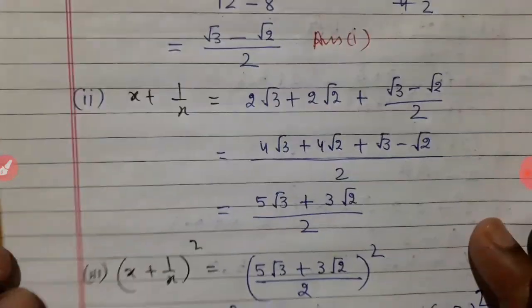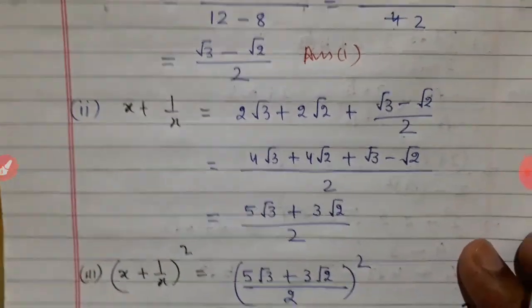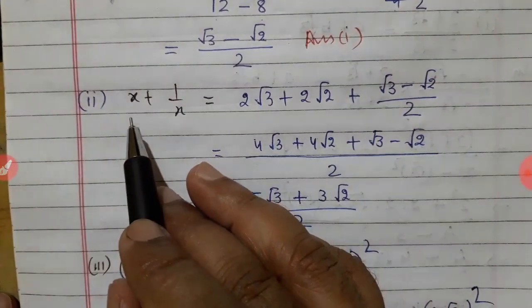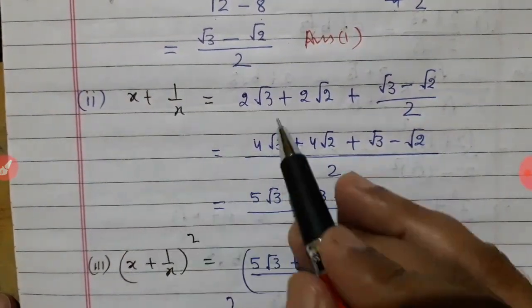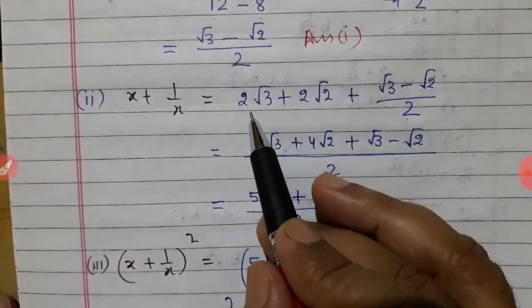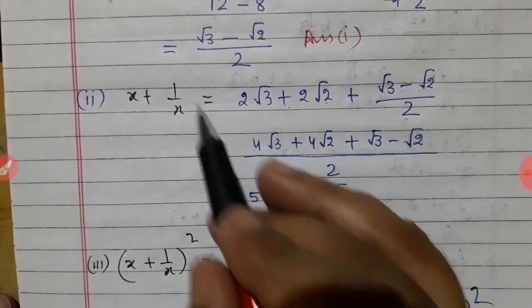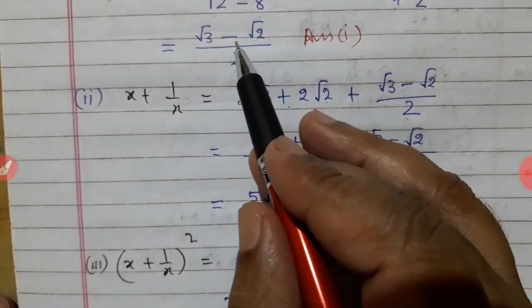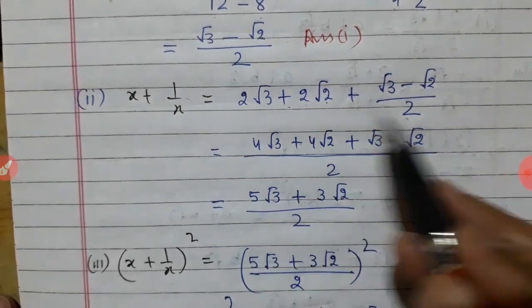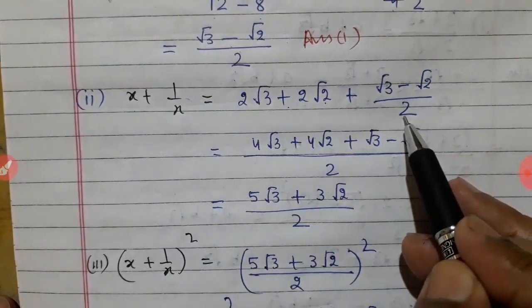Now let us move to second part. We are asked to find the value of x plus 1 upon x. So x is given this. This is the value given in the question, 2 root 3 plus 2 root 2, and 1 upon x we have got root 3 minus root 2 upon 2. So this value we have written here.